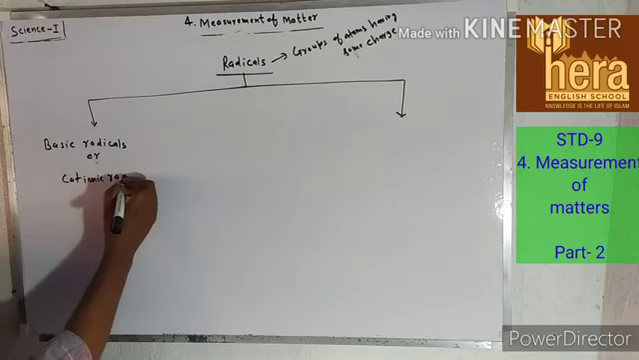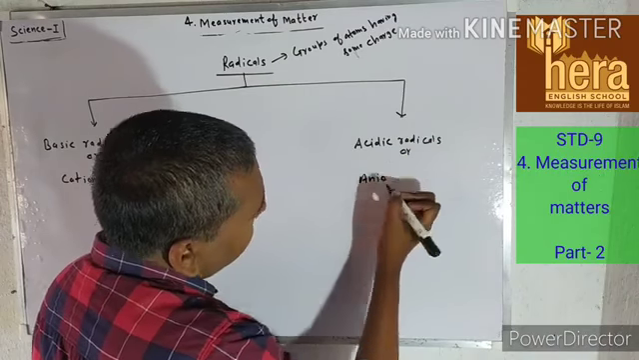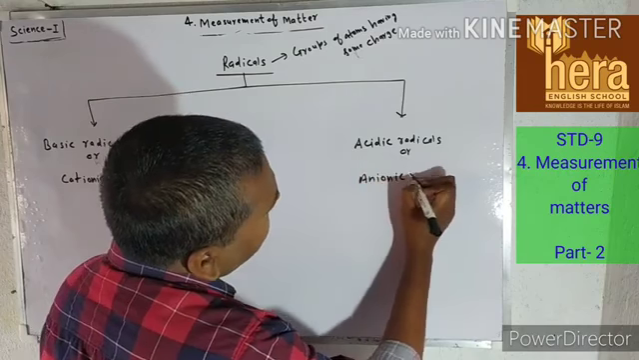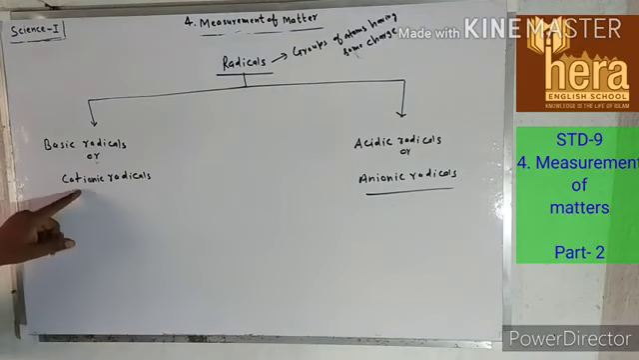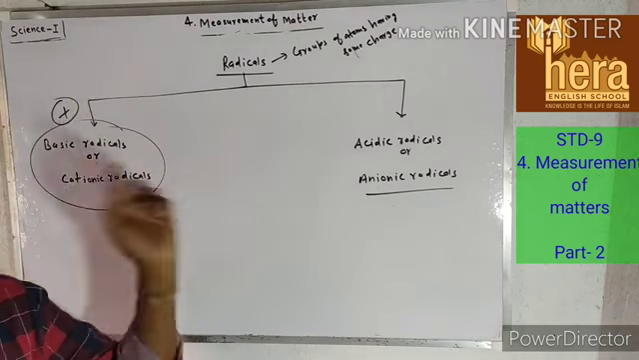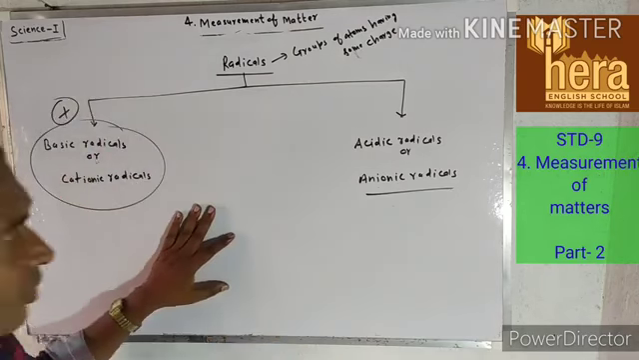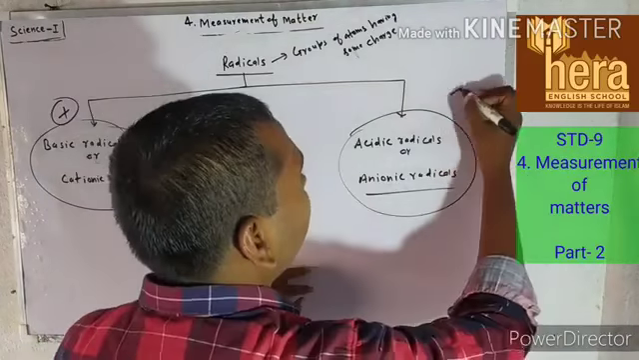And second is acidic radicals, or anionic radicals. Okay, basic radicals or cationic radicals, always plus charge, maybe one plus charge, 2 plus charge, 3 plus charge, that we will see later on. Okay, acidic radical or anionic radicals, that is negative charge, it is fixed.